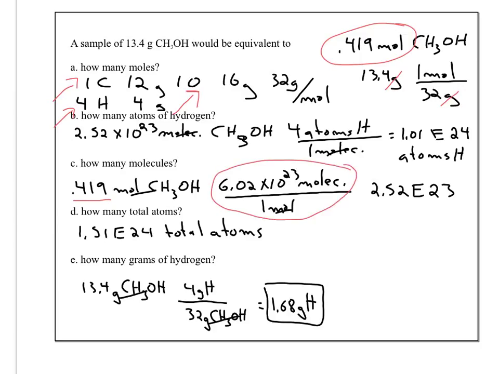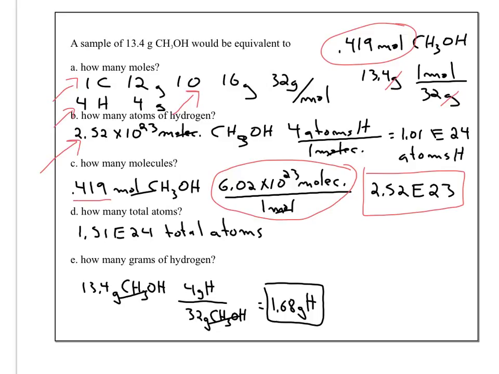So we know that one definition of a mole is that it's 6.02 times 10 to the 23rd of whatever we're talking about. In this case, we're talking about molecules. So when we multiply, then over here, we get 2.52 times 10 to the 23rd molecules. And you could use this same sort of notation that you use with else. That's okay.